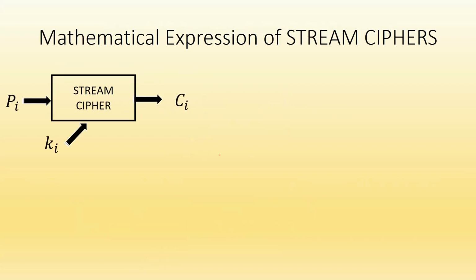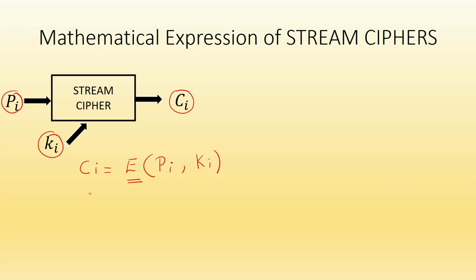Let us now have a look at the mathematical expression of stream cipher. So a stream cipher basically processes the ith bit of the plain text using the ith bit of the key and generates the ith bit of the ciphertext. Now, how does it do it? So the ith bit of the ciphertext is generated by applying an encryption function on the ith bit of the plain text using the ith bit of the key. The general expression is written like this.